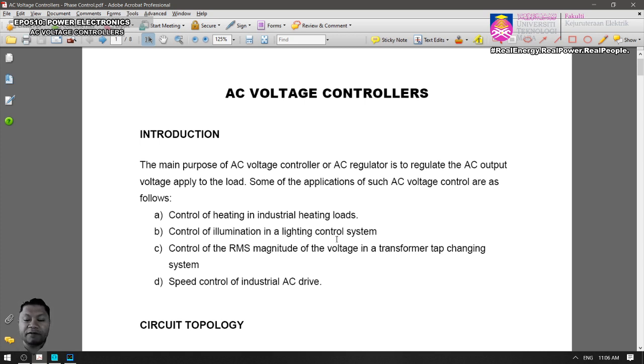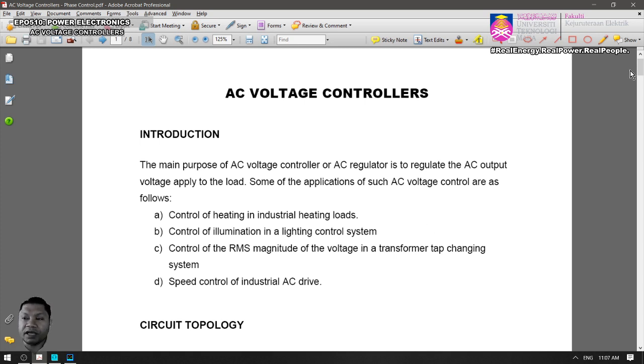And finally, speed control of industrial AC drives, because there are a few parameters or control techniques to control the speed of a motor. For example, for the induction motor, we can control the input voltage, we can control the frequency, we can vary the phase. So one of them is the control of the input supply to the motor. By varying this AC voltage, you are able to control the speed of the industrial AC drive.